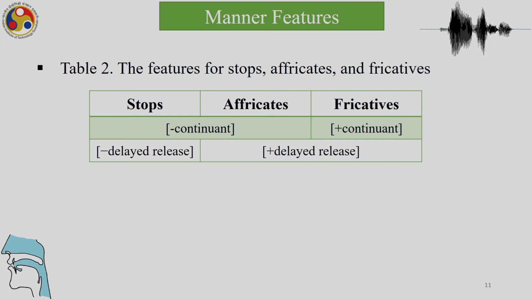So, in the last lecture, this is what we had shown with regard to stops and fricatives, that both stops and affricates are within the natural class of minus continuant, whereas fricatives fall within plus continuant. And on the other hand, affricates and fricatives fall within the domain of plus delayed release, and stops alone belong to the natural class of minus delayed release.